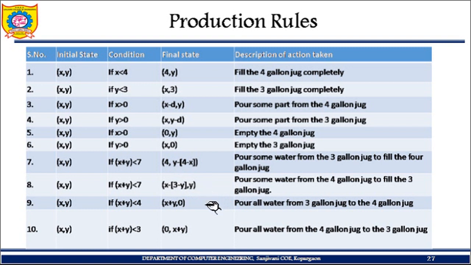Next is pour all water out of the 3 gallon jug into the 4 gallon jug. So my 3 gallon jug becomes empty, and my 4 gallon jug gets the water, up to its capacity. And the same for vice versa. So these are the production rules. This I can call the left hand side, the condition, and this is my right hand side, the action.